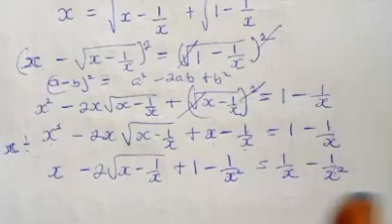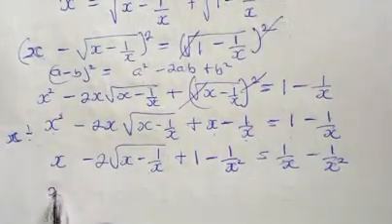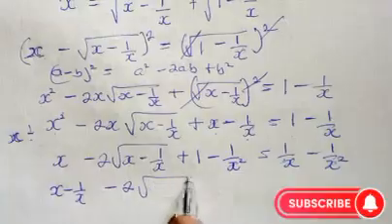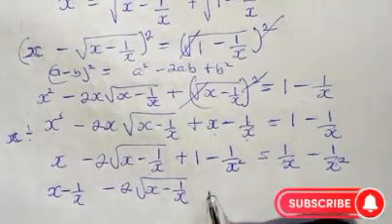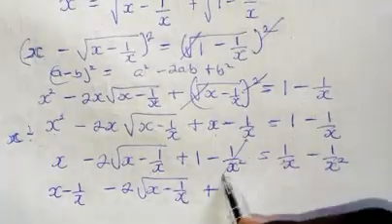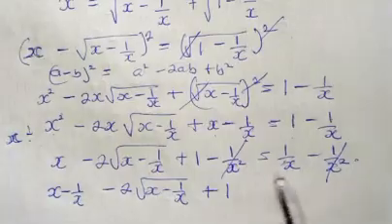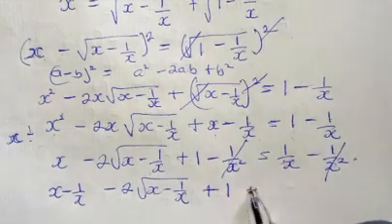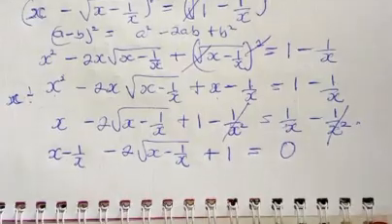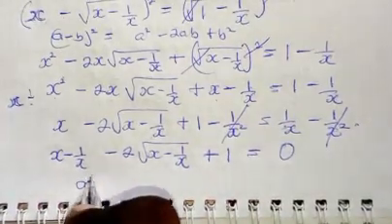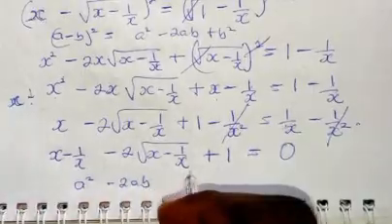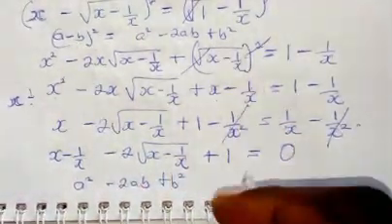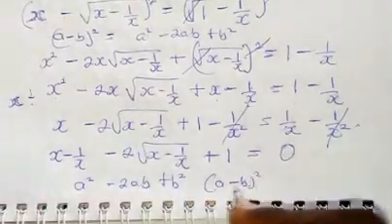So we are going to rearrange, bring this to this side, so we have x minus 1 over x, now followed by minus 2 root x minus 1 over x plus 1. So this will cancel out each other. When you bring this to this side, it's going to turn to positive, so it will cancel out each other, so it's equals to 0. Now let's record this algebra property. When you have a squared minus 2ab plus b squared, this is equals to a minus b raised to the power of 2.